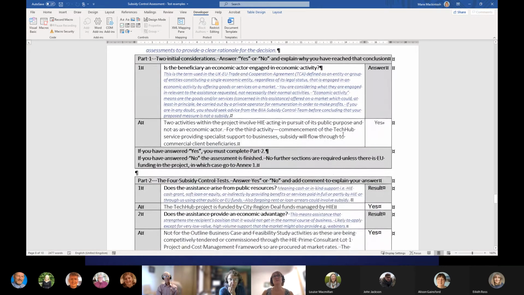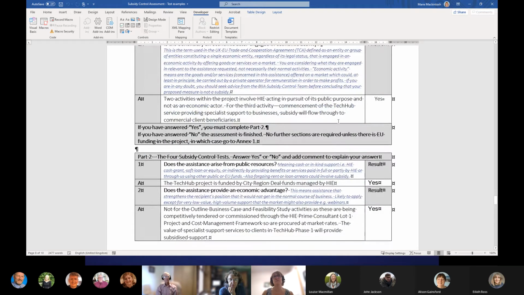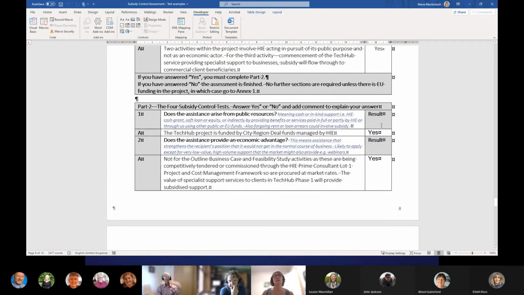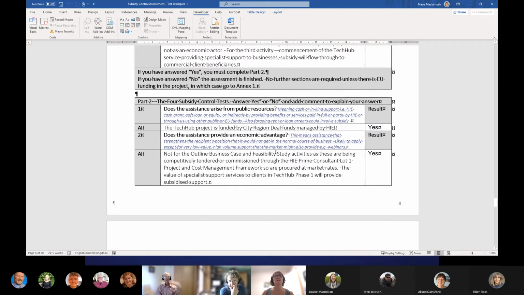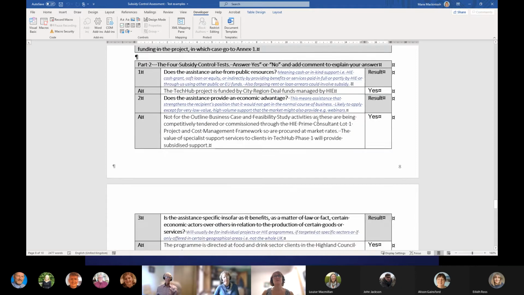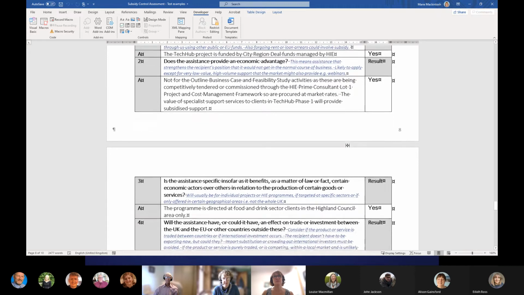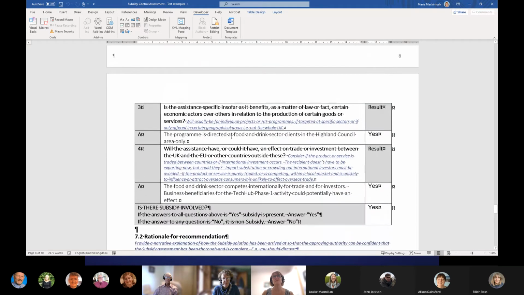But the end beneficiaries, some of them will be involved in sectors and markets where there's activity. In fact, they're food and drink businesses, so they're probably all going to be receiving subsidy. So we've explained here that it's got our funding and city region deal funding, and that we're still at the case of looking at which areas will attract subsidy and the costs of them. So it's selective or specific.